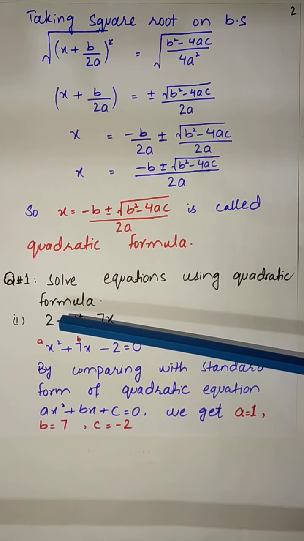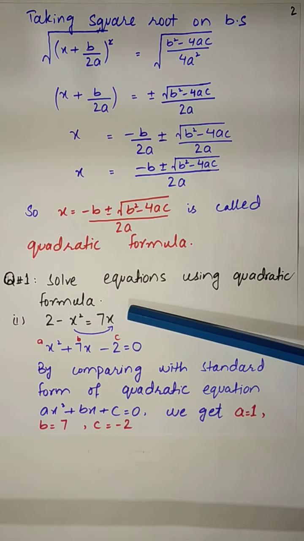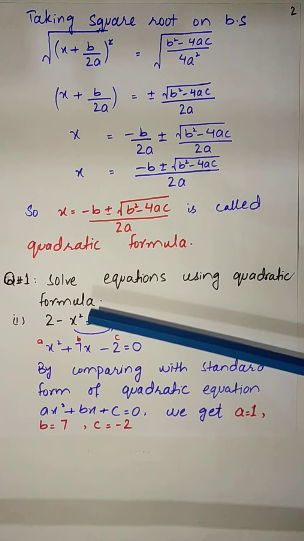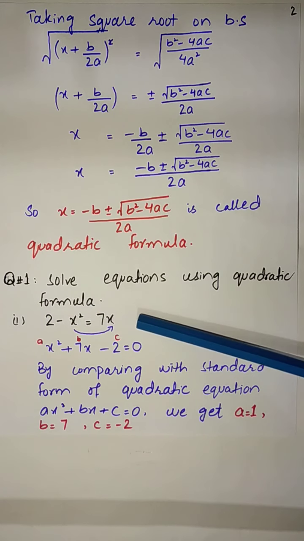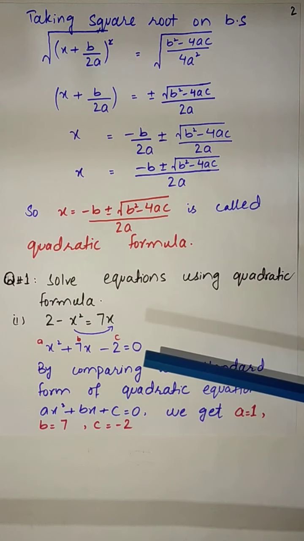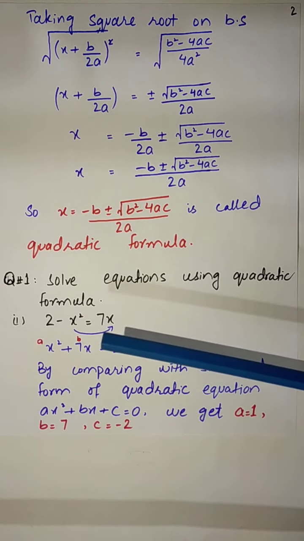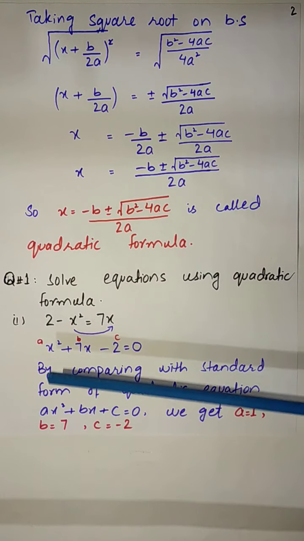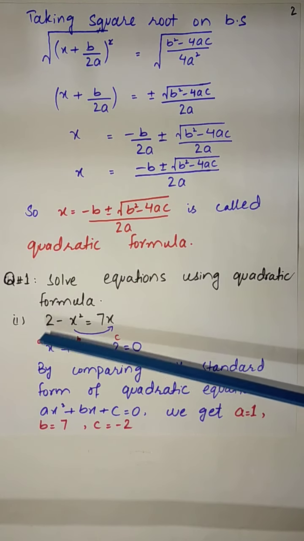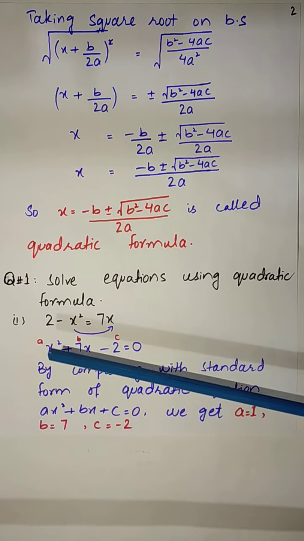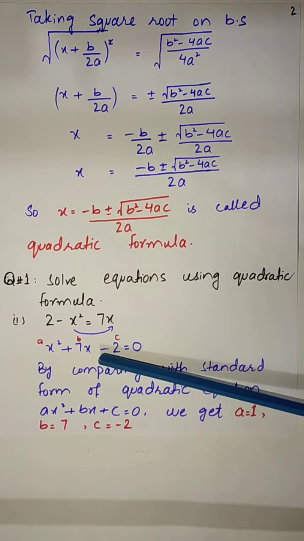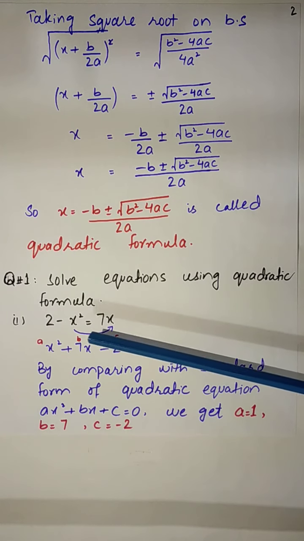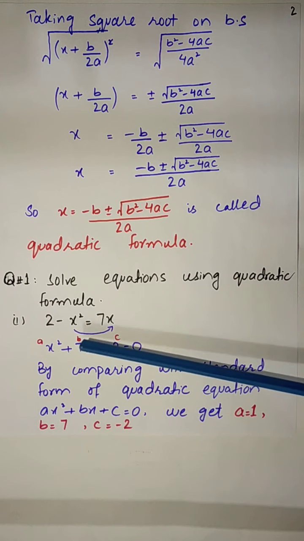So first of all, we will make this positive. We will move x square to this side of equality. It becomes x square plus 7x, and when 2 moves to this side, this becomes minus 2 is equal to 0. Now this is in the standard form of a quadratic equation, that is ax square plus bx plus c. I have shown here with the red color that the coefficient of x square is representing a, which is not written here, so we will consider 1 as a. Here bx means b is representing 7, and here is the constant c, that is minus 2.